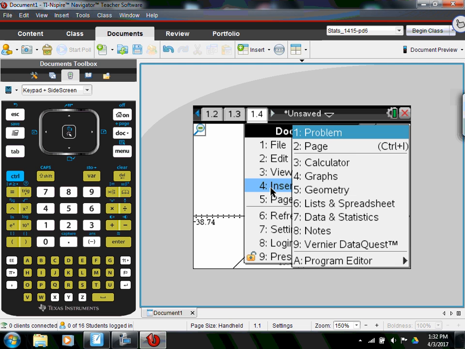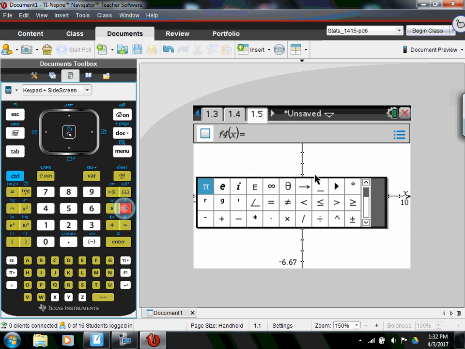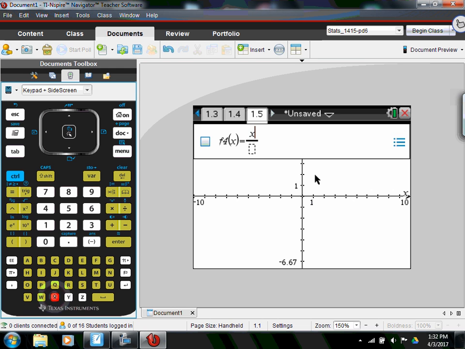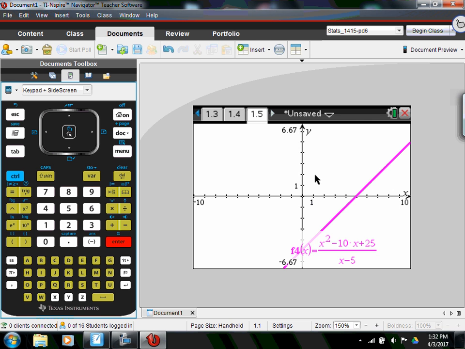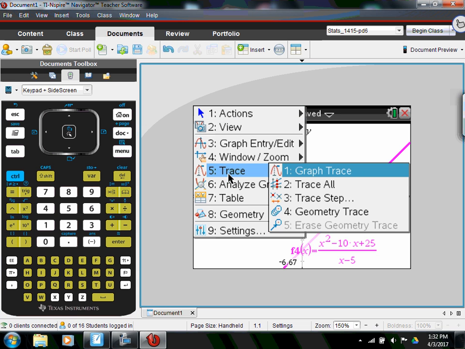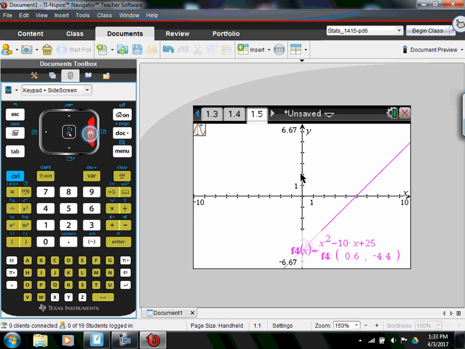Doc, insert. Graphs. So we got a fraction. It was x squared minus 10x plus 25 divided by x minus 5. Graph it, and it looks just like a line. And it looks like the graph goes through the point when x equals 5. But if we trace the graph, let's see what happens. Oh. Oh, man. That calculator is wrong, I think. Or maybe it's right. Wouldn't the graph be undefined there? Didn't the Inspire just lie to us?